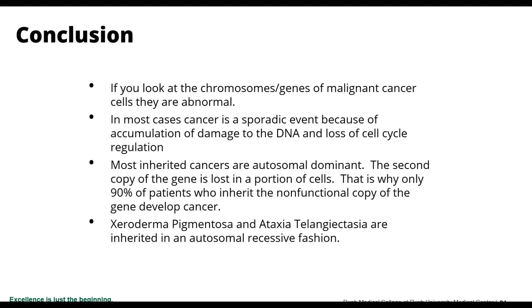So if you look at chromosomes or genes of malignant cells, they're going to be abnormal. But in most cases, those are somatic changes. And most cases of cancer are sporadic, and they usually affect DNA and the cell cycle regulation. Most inherited cancers are dominant, except for those last two I talked about that are super, super rare. The second copy of the gene is lost in some cells. That's why only, for instance, 90% of patients that carry one of these genes develop cancer. And there is a chance that they get super lucky.